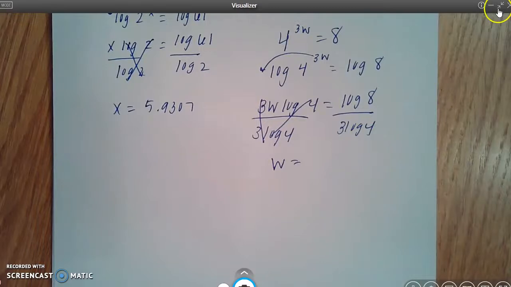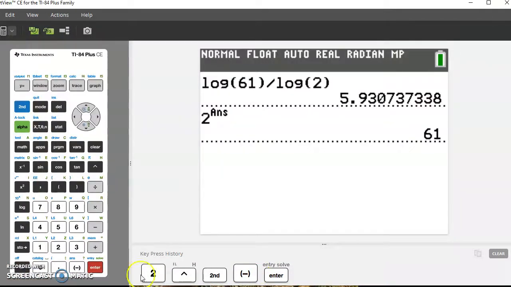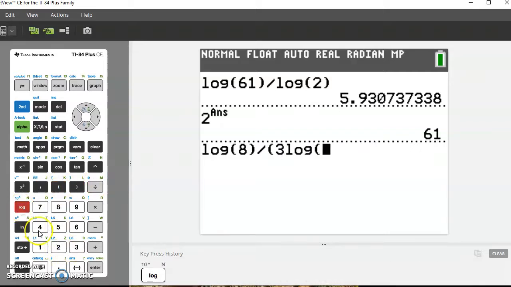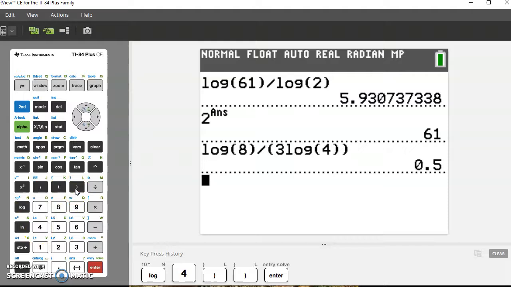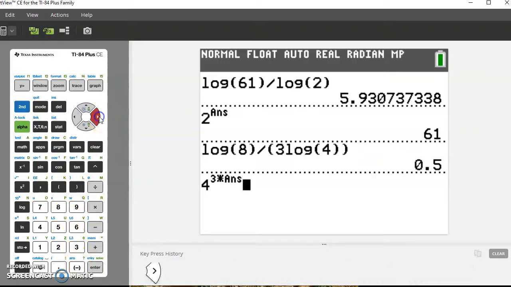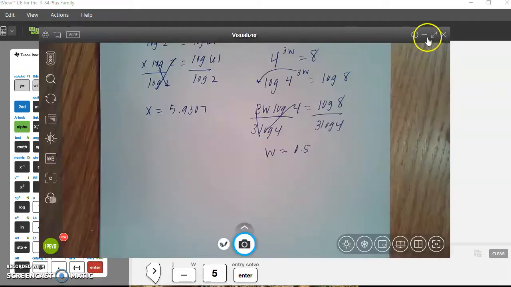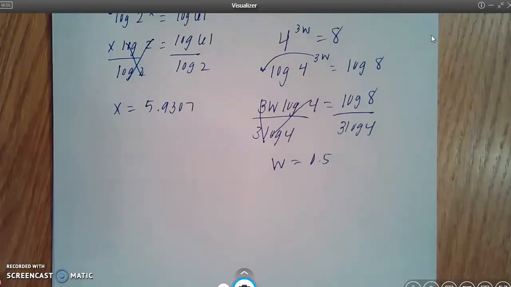The whole purpose of doing that is now it gets w by itself. So when we go to plug this into our calculator, you just need to be careful with how you plug it in. You can do log 8 divided by parentheses 3 log 4, close parenthesis twice. I'm going to get an answer of 0.5. Okay, so when we go to check our answer, we'll do 4 raised to 3 times my second answer, arrow to the right, minus 5, and my answer should be equal to 3, which it is. Okay, let's flip the page and try some of the other evens.